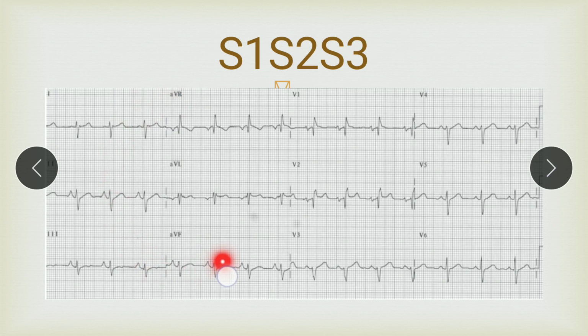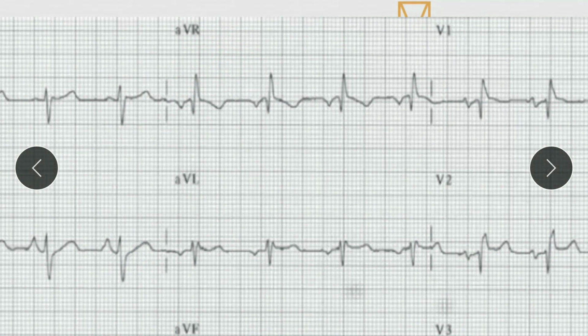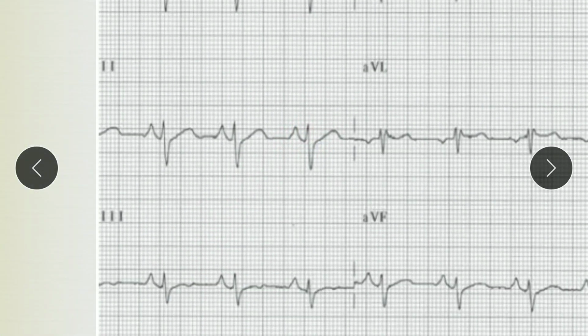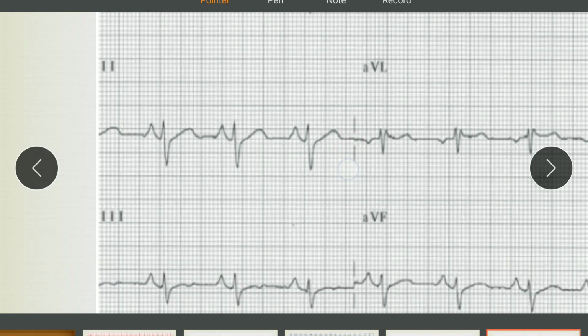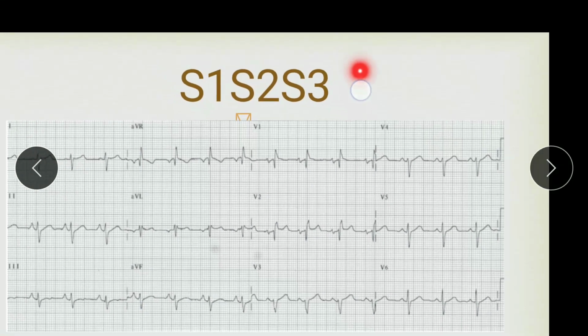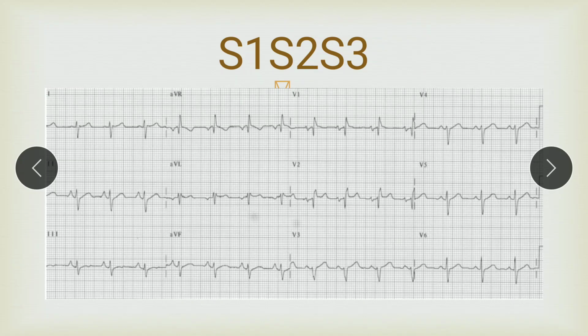And this is the example for the S1, S2 and S3 pattern. You can see that lead 1 has an S wave, lead 2 also has an S wave, and lead 3 also has an S wave. This is called the S1, S2, S3 pattern. Don't confuse this with the S1, Q3, T3 pattern. S1, Q3, T3 pattern is seen in acute pulmonary embolism. Though it is not pathognomonic of acute pulmonary embolism, this is seen in pulmonary embolism. Here it is not S1, Q3, T3, it is the S1, S2 and S3 pattern.